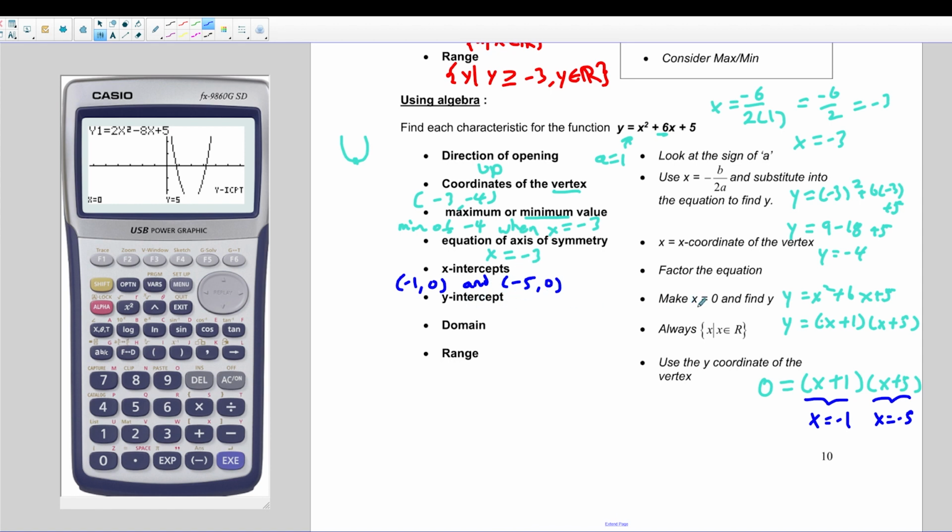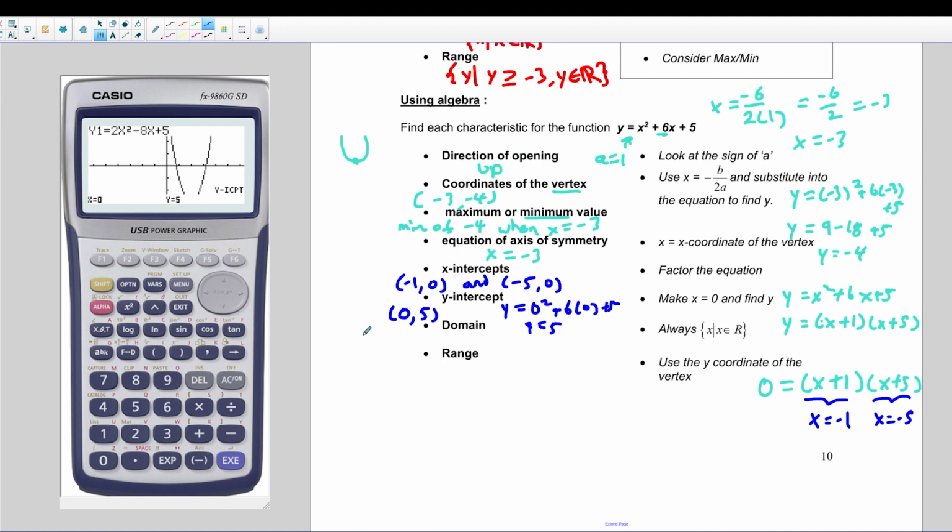Your y-intercept, we're just going to set x equal to 0 and find your y value. So pretty much all we're doing is we're going to put a 0 in for x. And then basically we've got y equals 0 squared plus 6 times 0 plus 5. So 0 plus 0 plus 5. So we get y is equal to 5. So we got 0, 5 as our point for the y-intercept.